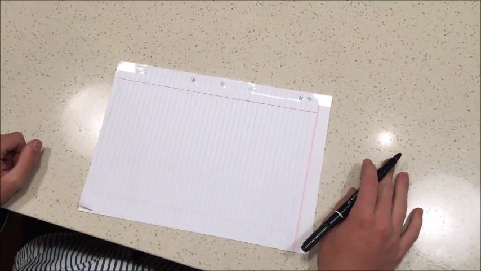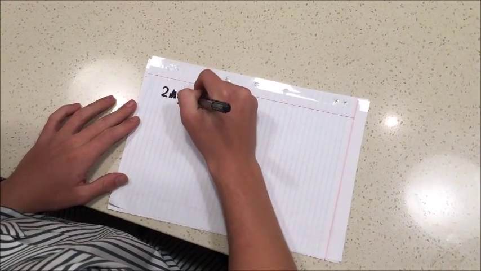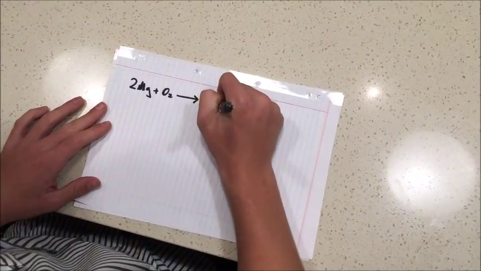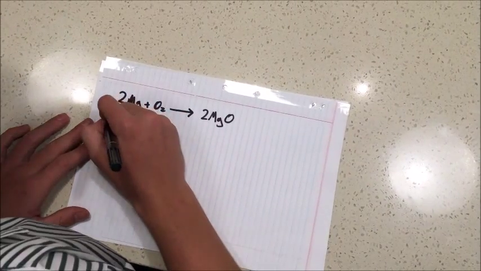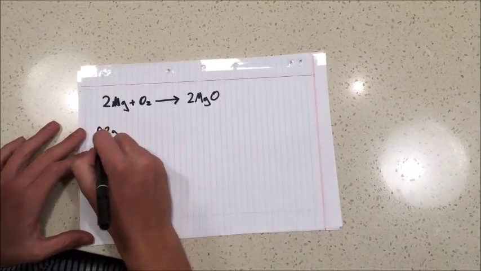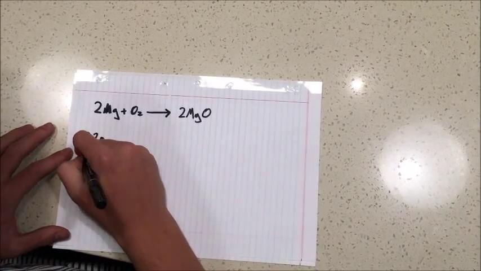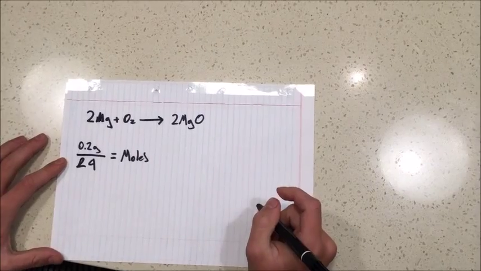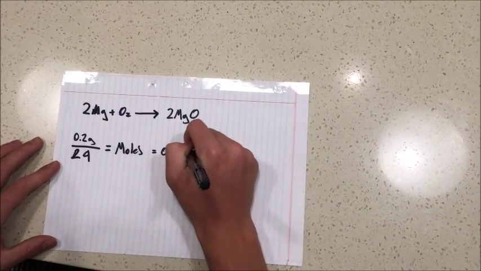Now, we're going to use stoichiometry to calculate the weight of oxygen in this equation. First of all, we'll write down the equation. Magnesium, after the reaction takes place, this now becomes magnesium oxide. We already know the weight of magnesium. It was 0.2 grams. We can now divide this by the atomic mass of magnesium. This will give us the amount of moles, and now this equals 0.0083.